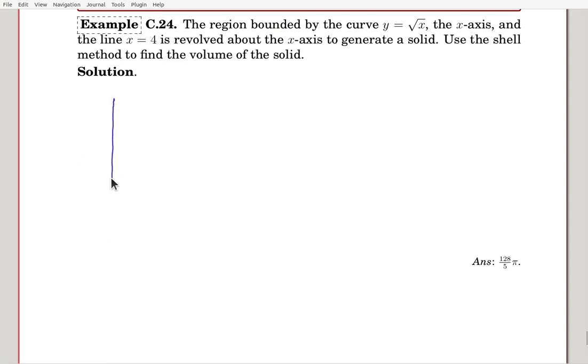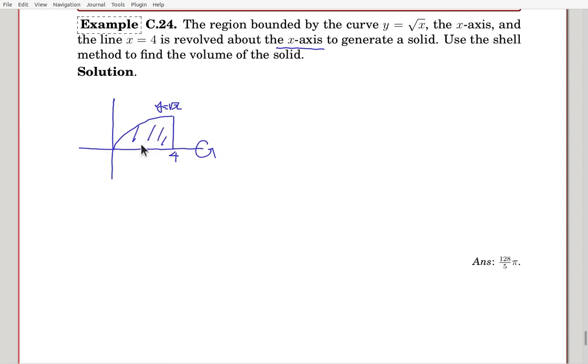Now, that is the y-axis, that is the x-axis. For this one, we have y equals square root of x, and then the x-axis, and x is 4. So this region is rotated about the x-axis. So it is making a solid. For that one, we want to use the shell technique.